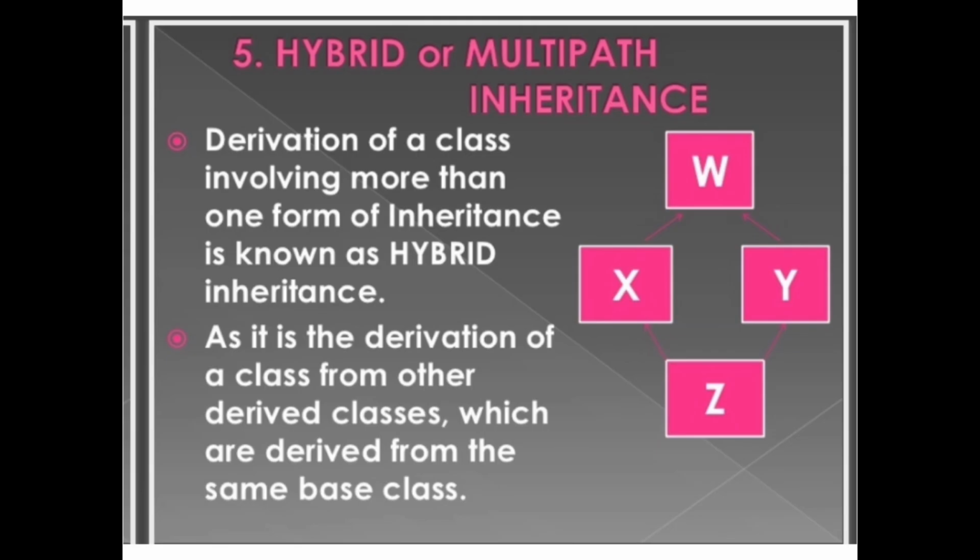Hybrid or multipath inheritance. Derivation of a class involving more than one form of inheritance is known as hybrid inheritance, as it is the derivation of a class from other derived classes which are derived from the same base class. This is called hybrid inheritance. In this figure, Y is the base class and XY is a subclass. Some properties of the W class can be used in the XY class. Thereafter, the XY class in turn becomes a superclass, and Z uses these XY class properties.